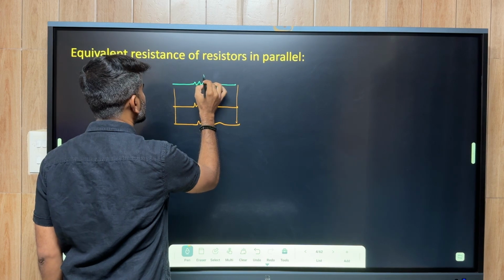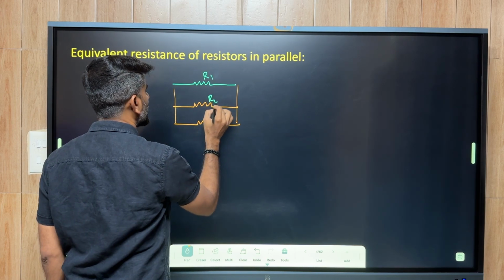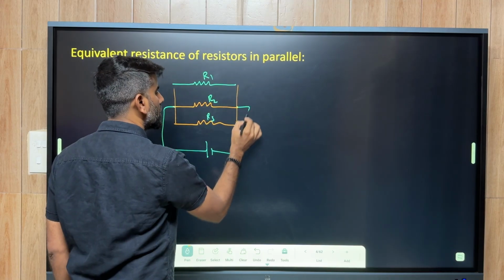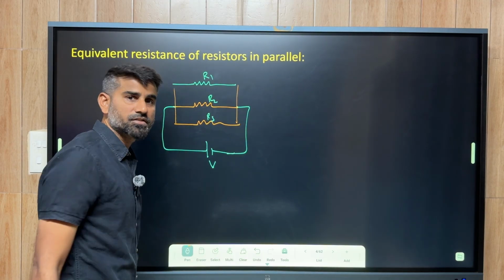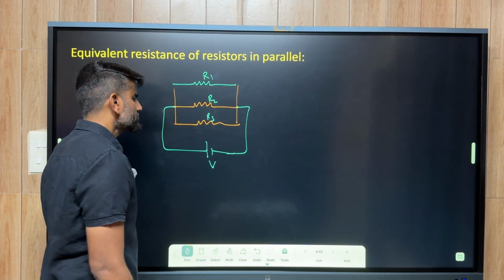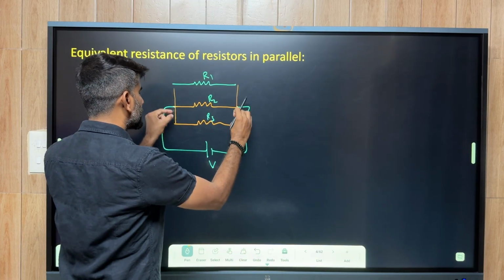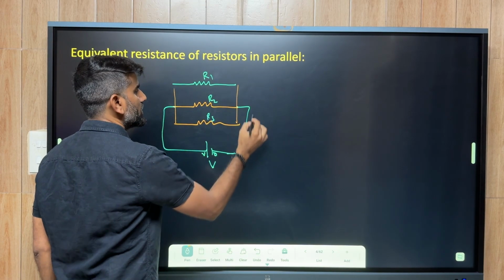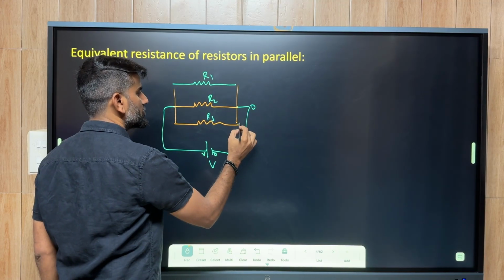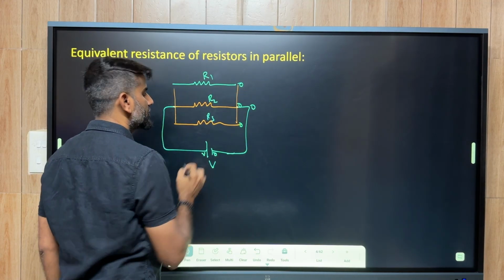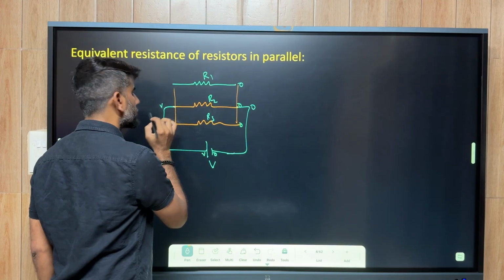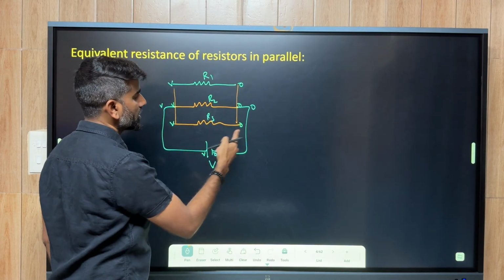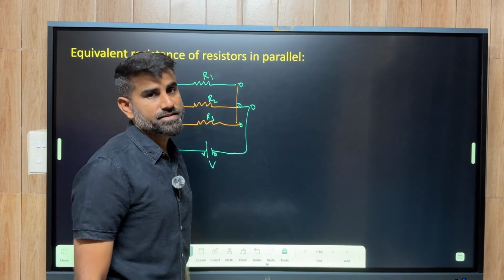Now, let these be R1, R2, R3. These three resistors are connected to a voltage source of potential difference V. As you can see, let's say this end is 0 and this end is V. If this is 0, this will also be 0, and this will be 0. If this is V, this will also be V. So the potential difference across all the resistors is the same.